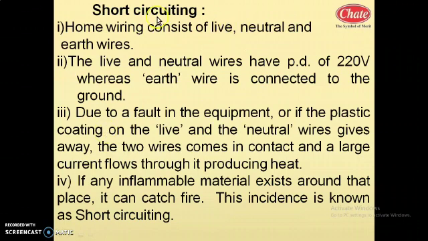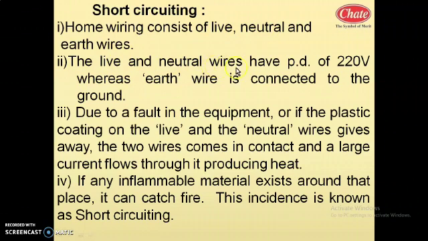Now we are going to study one new heading, that is short circuiting. What is short circuiting? Home wiring consists of live, neutral and earth wire. So in household wiring there are three wires. One is red color, that is the live wire, black color is the neutral wire, and green color is the earth wire or earthing wire.